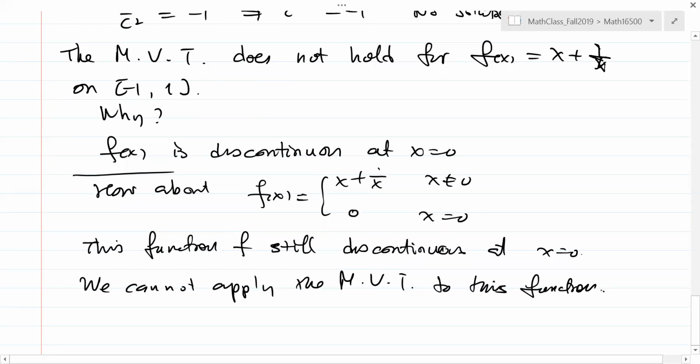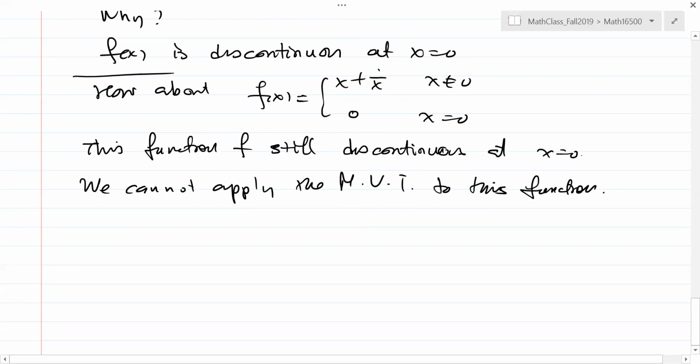So when we start, the function has to be continuous and differentiable. Otherwise the theorem is no longer true. Okay, but let's talk about the application of the mean value theorem.